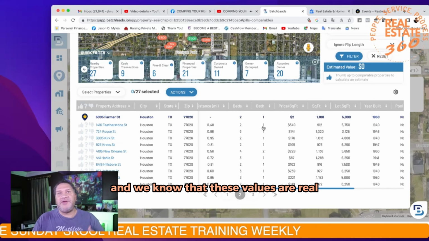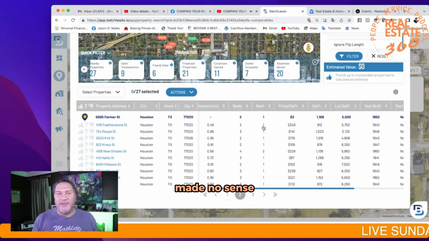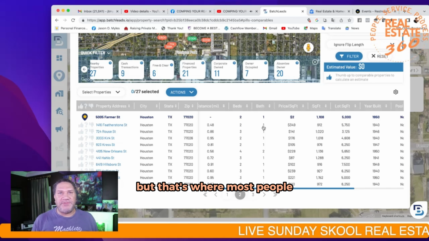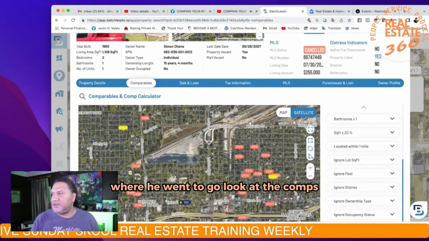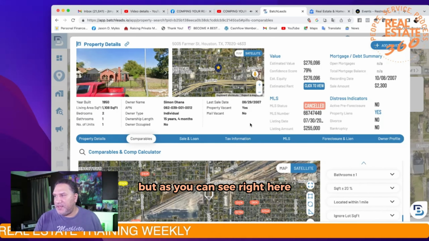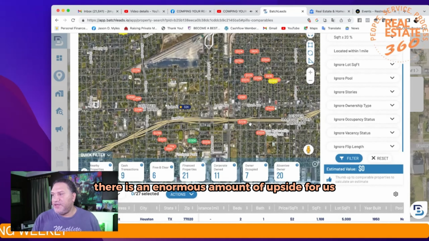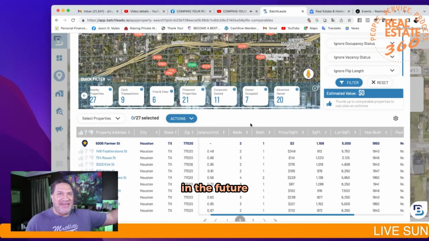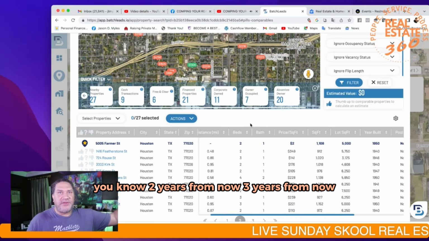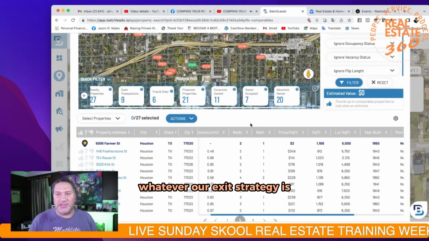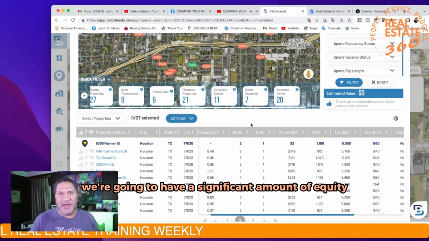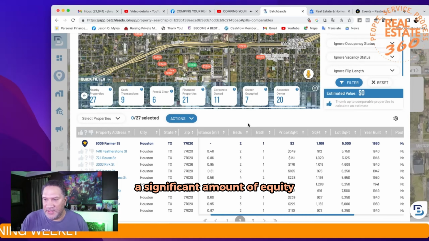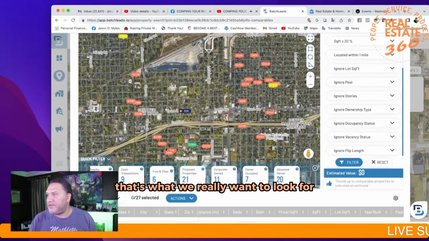So we're looking here and we know that these values are real. So the valuation on Zillow made no sense. But that's where most people, that's where I'm sure he went, to look at our seller, to go look at the comps. But as you can see right here, there is an enormous amount of upside for us in the future. 2 years from now, 3 years from now, 5 years from now, whatever our exit strategy is, we're going to have a significant amount of equity. And that's what we really want to look for now.